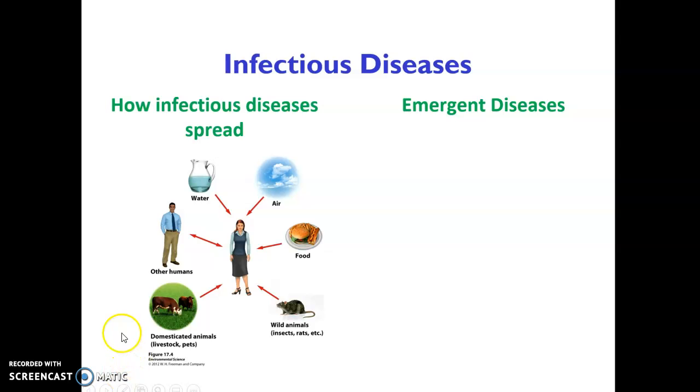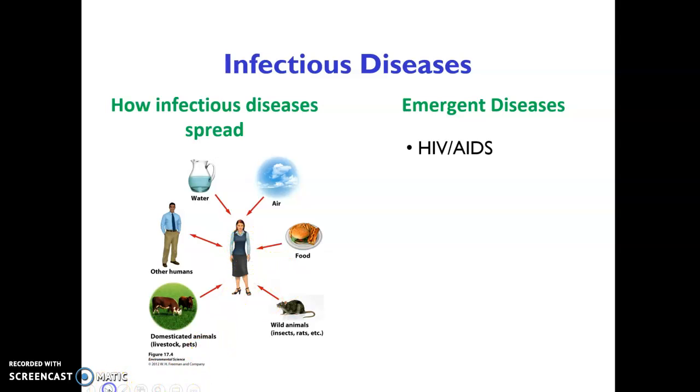And one route that is not listed here, which I'll discuss on a future slide, is that infectious disease can also be transmitted from a mother to her fetus or embryo, or also through breast milk.